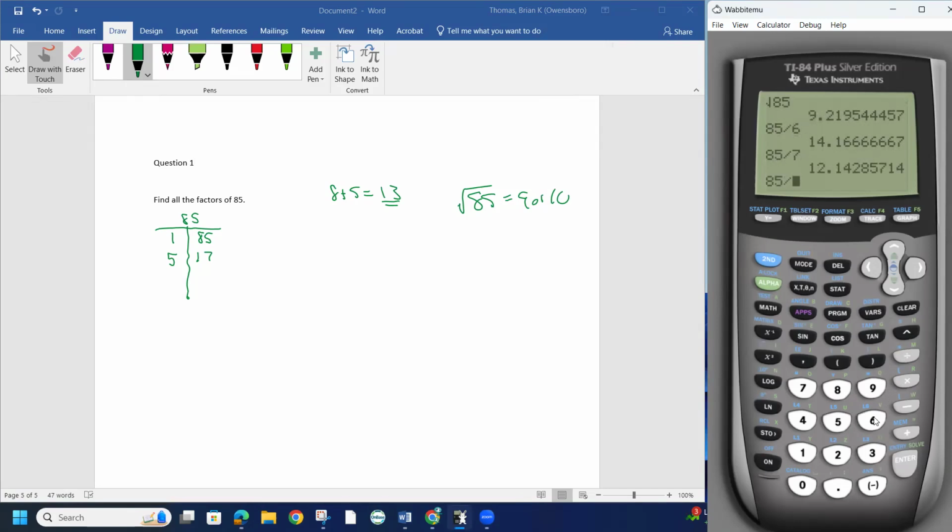85 divided by 8, that's not going to work. 85 divided by 9, no. And of course, we know 85 divided by 10 is not going to work either, because to be divisible by 10, it has to end in a 0. So that looks like that's all my factors. If I want to list them, it would be 1, 5, 17, and 85. Those would be the only factors of 85, so that would be our list.